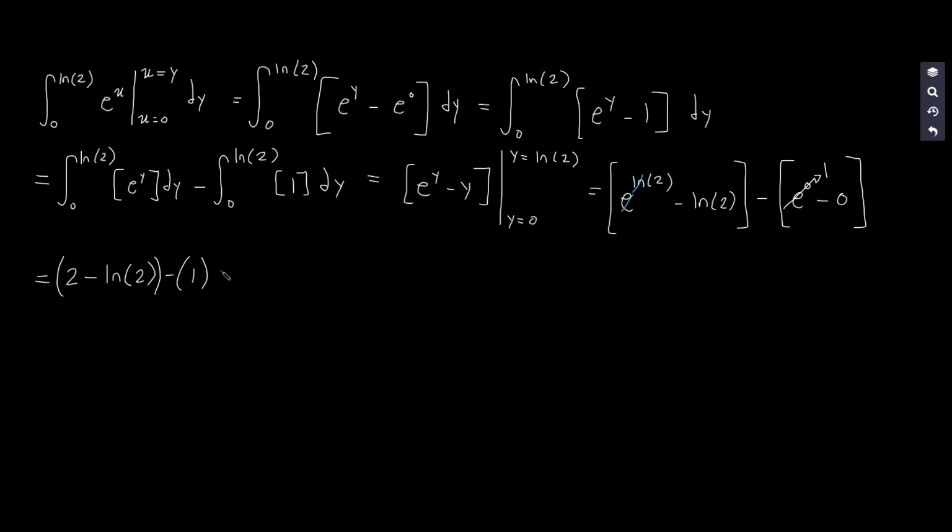And so this is going to be 2 minus the natural logarithm of 2 minus 1. And that's going to equal, we're going to combine like terms, this -1 and this 2. So that's going to be 1 minus the natural logarithm of 2. And that's going to be our answer for this one.